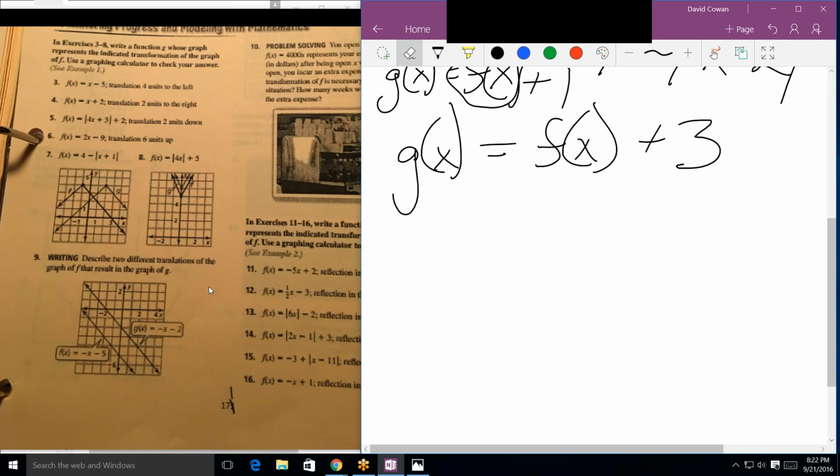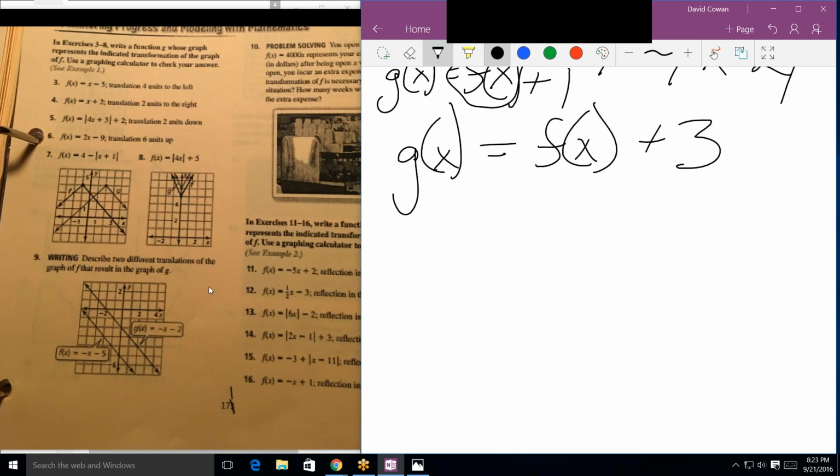You could translate g of x down 3 units. No, how would you affect f of x? How to describe translations of f that result in g? Well, one of them was a vertical shift, but there's another one, a horizontal shift. Notice that if I take this point right here and shift it 3 units to the right, I'm right on top of g, right?